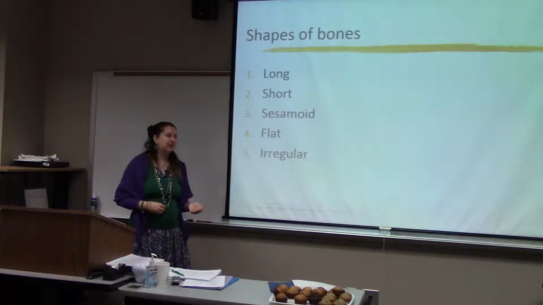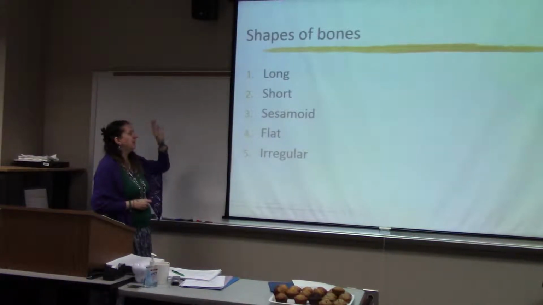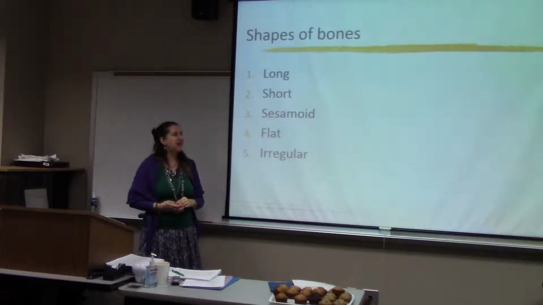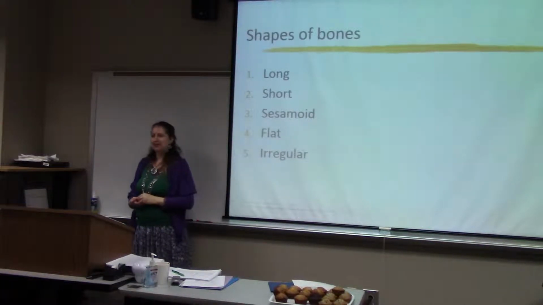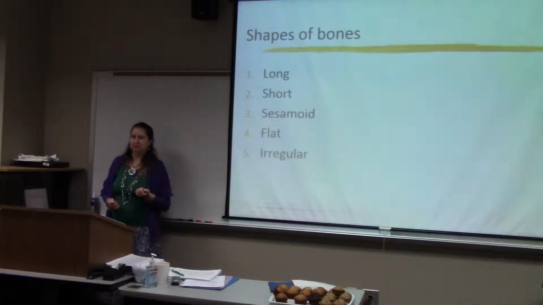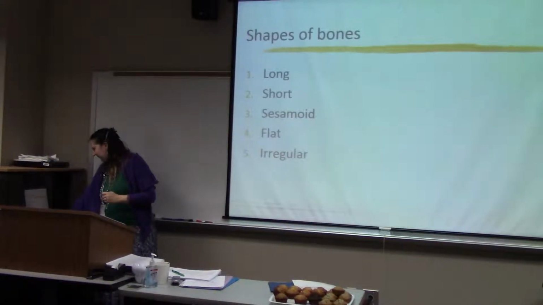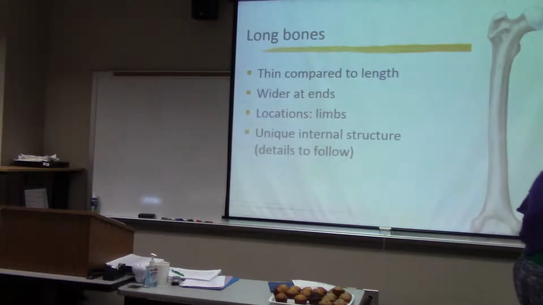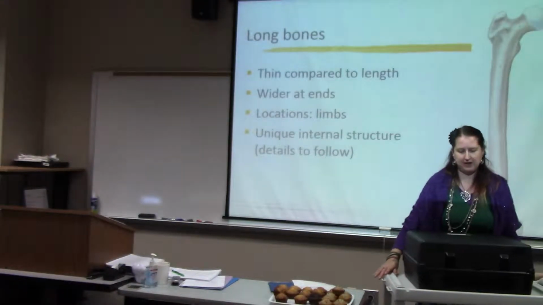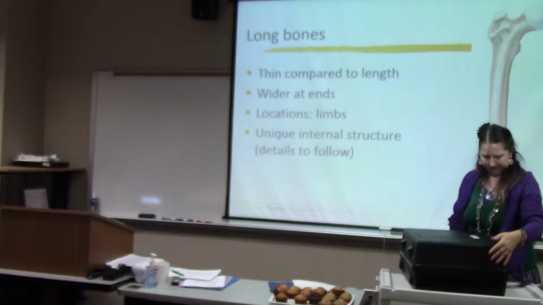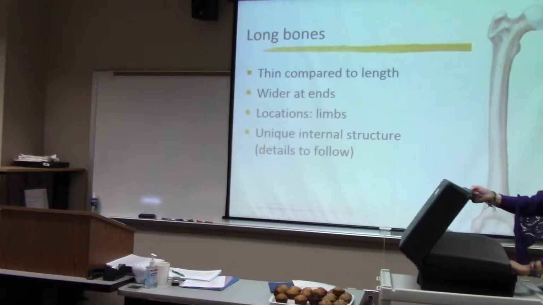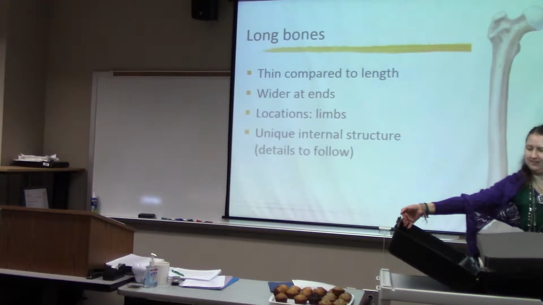Your bone categories are long, short, sesamoid, flat, and irregular. You can probably guess a little something about their shape from the names. Sesamoid are sometimes called round bones. So, long bones, as you would expect, are long, and they're thin compared to their length. They're also wider at the ends.